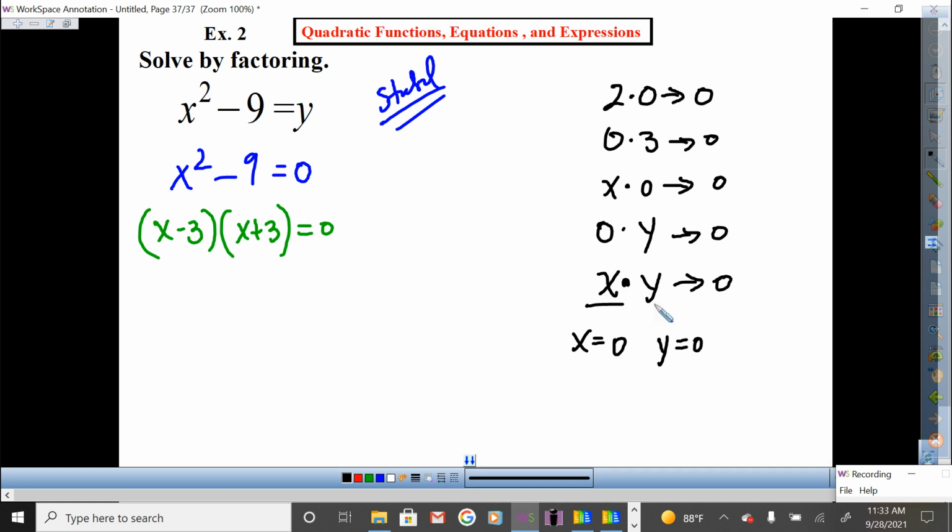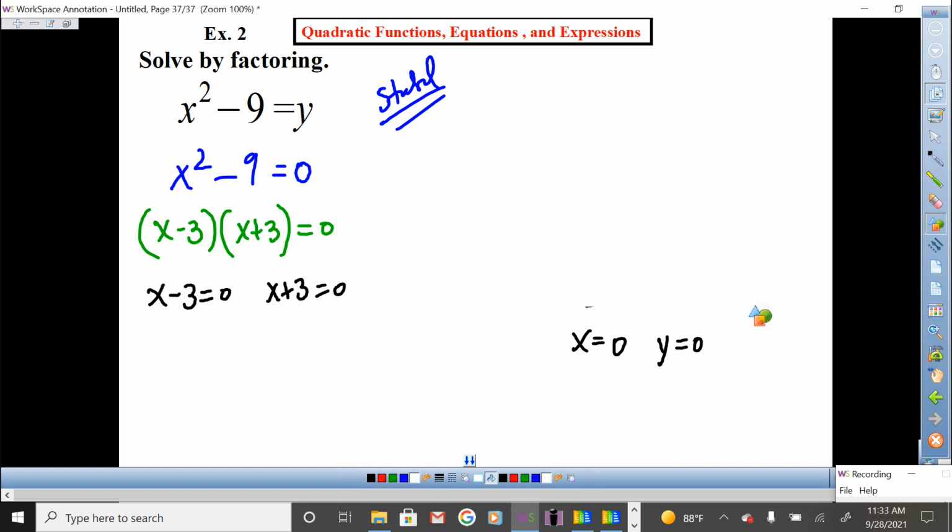So that means this times this is 0, so this could be 0, this could be 0. With that same idea, look at this. This times this is 0. So what does that mean? That this could be 0, is that correct? That's why I write x minus 3 equal to 0. Or this could be 0, that's why I write x plus 3 equal to 0. Copy that, please.